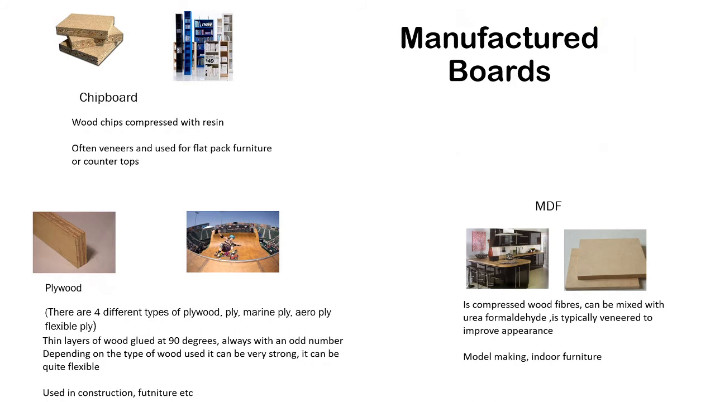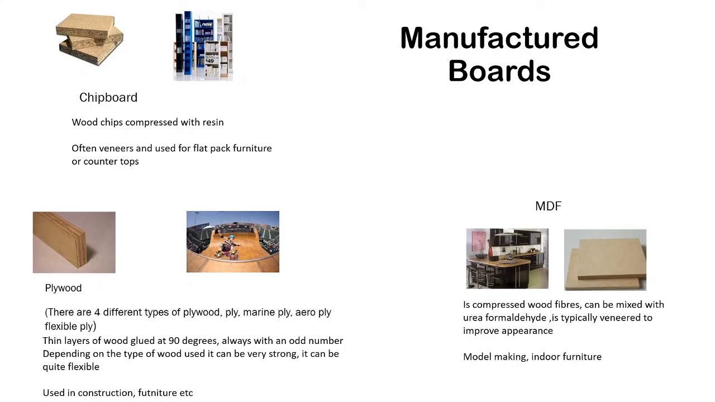So these are the manufactured boards that you need to know. These are the ones most people know. These ones: MDF, plywood, and chipboard. So MDF is used a lot in model making and indoor furniture. It is literally just compressed wood fibres mixed with urea formaldehyde, and typically you would veneer it or you'd paint it. You have to do something to it because it's not got a grain on it. Chipboard is actually, instead of fibres, wood chips, again compressed with resin. Most commonly used in flat pack furniture or countertops, so anything like IKEA style.